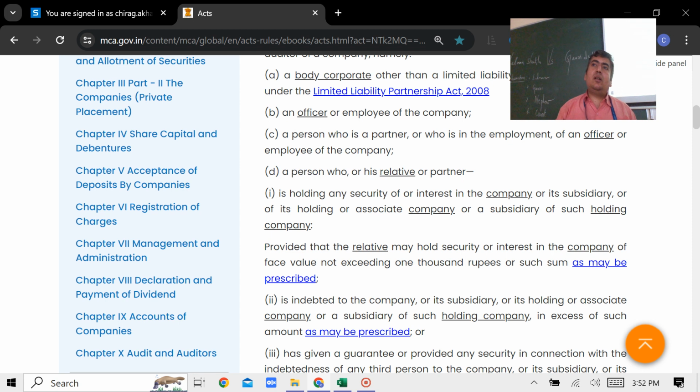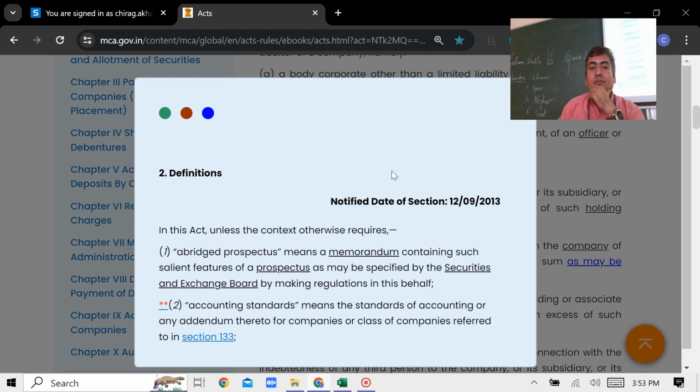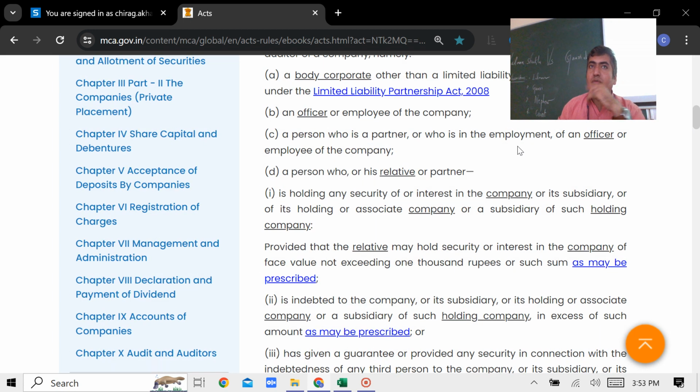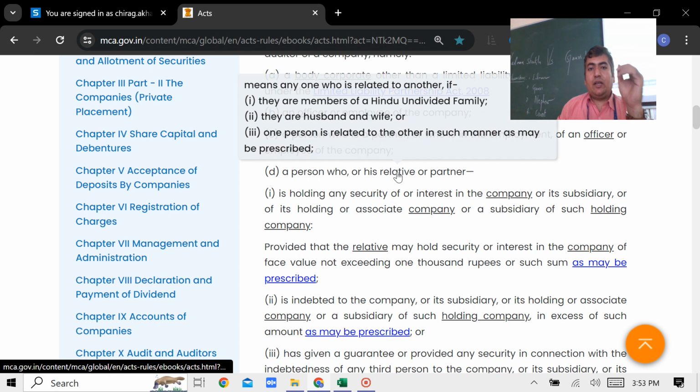Relative means, look, these are all the people. Not distant ones, close relationship, it is written in it too. Members of HUF, so all the people of the household would come in HUF. Husband and wife. When one person is related to the other in such manner as may be prescribed, in the prescription, everyone in your lineage comes: father, mother, brothers, sisters, daughters, sons. All of those people will come. But the son of an uncle won't be considered.